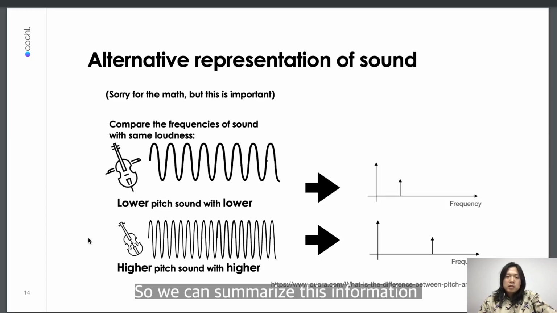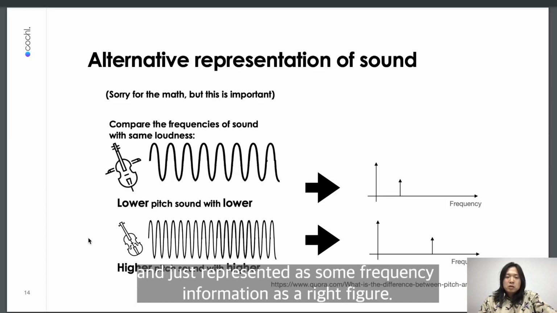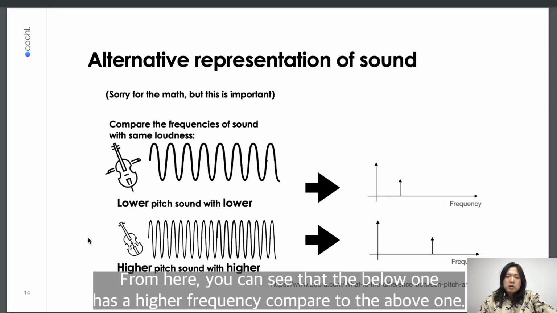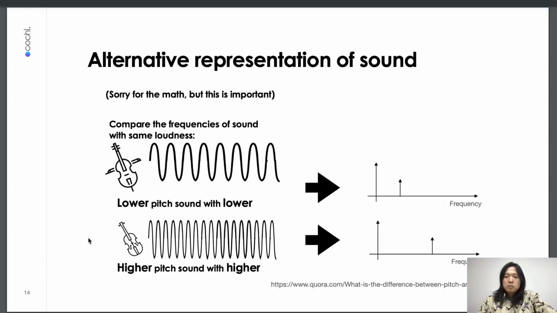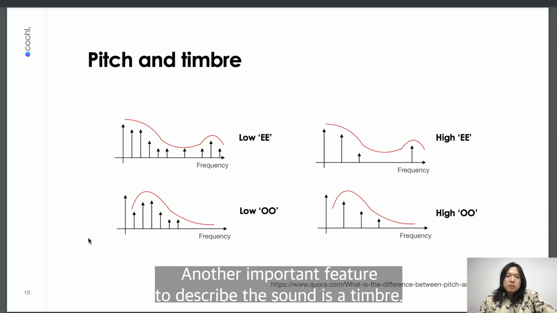So we can summarize this information and just represent it as some frequency information, as in the right figure. From here, you can see that the below one has a higher frequency compared to the above one, and so the below one has a higher pitch compared to the above. And another important feature to describe a sound is timbre.